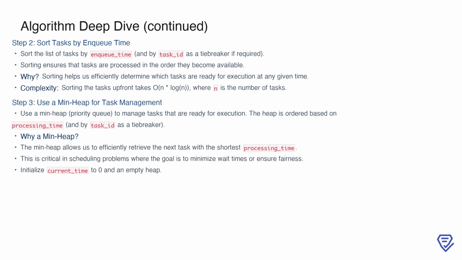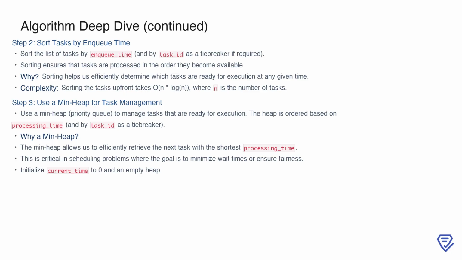If two tasks have the same in-queue time, we use their task IDs as a tiebreaker. Sorting up front is essential because it allows us to efficiently identify which tasks are ready for execution at any given moment. The complexity of this step is O(n log n), where n is the number of tasks. Additionally, we use a min-heap to manage tasks that are ready for execution.